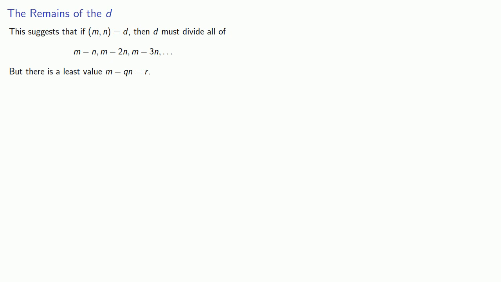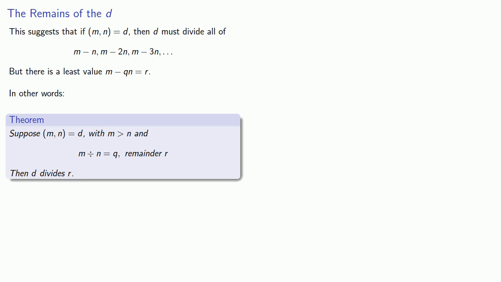And this suggests that if d is the greatest common divisor of m and n, then d must divide all of m minus n, m minus 2n, m minus 3n. But there's a least value, m minus qn equal to r. What is that least value? Well, if you consider what we're actually doing here, this corresponds to a division, and the least value, m minus qn, is the remainder when we divide m by n. In other words, suppose the greatest common divisor of m and n is d, and we'll assume that m is greater than n, and m divided by n is q with remainder r. Then, whatever our greatest common divisor is, that greatest common divisor will also divide our remainder.